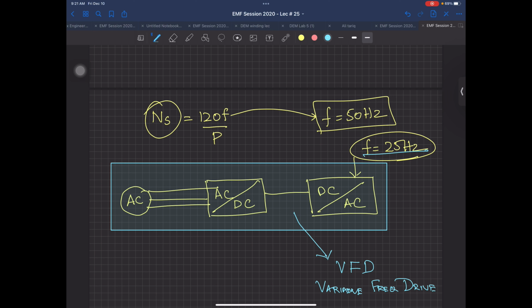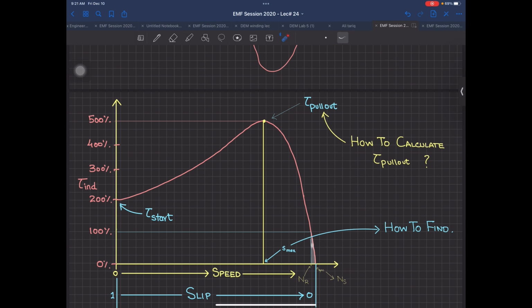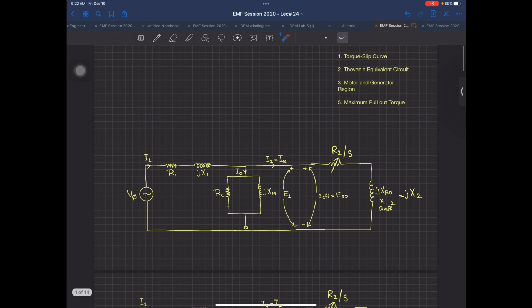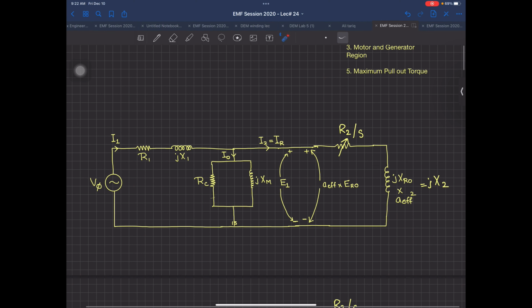On the machine, of course, NS will change and corresponding to this NR will change. But will there be any effect on the torque? Will there be any effect on any other parameters inside your induction machine? And I am talking about the equivalent circuit also, this equivalent circuit which we have done in the last few lectures. How?